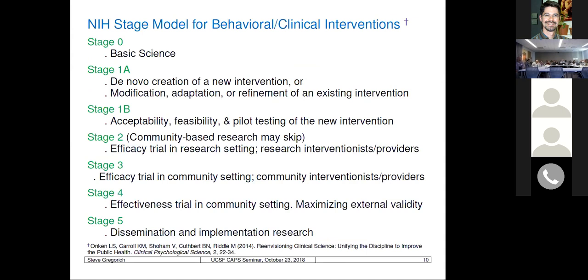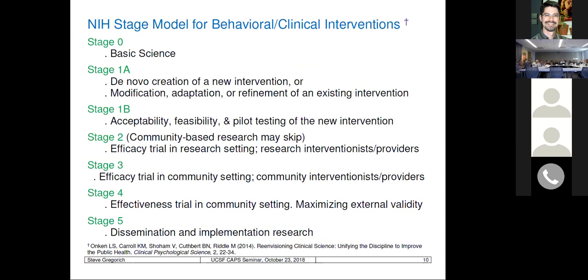So I don't know if people know about the stage model, but it's different from, you know, phase 0 through phase 5 kind of drug trial, but it's similar in a lot of ways. And the reason why I point this out is they make a distinction between research settings and community settings. I screwed up in my parenthetical there next to stage 2. It should say research-based kind of settings you may skip. Stage 2 is an efficacy trial that's conducted in a research setting.